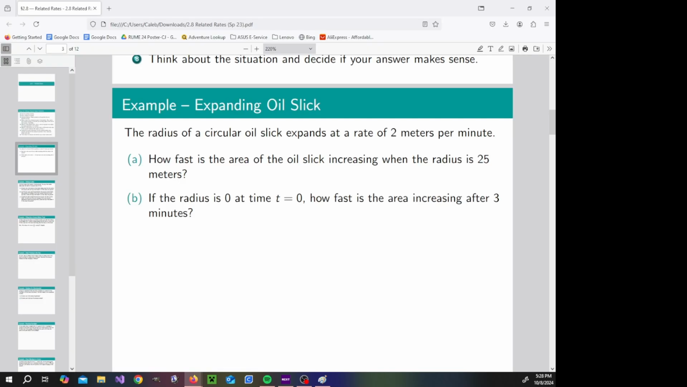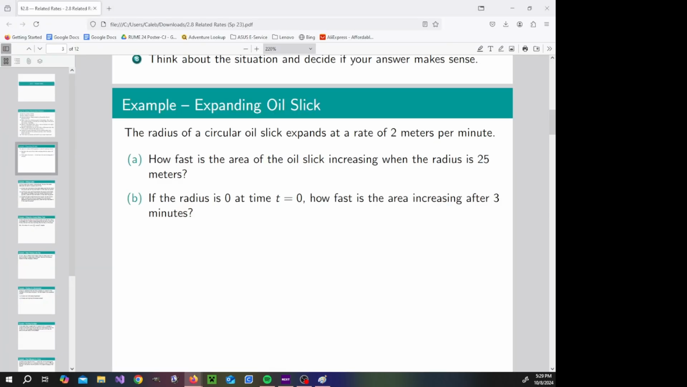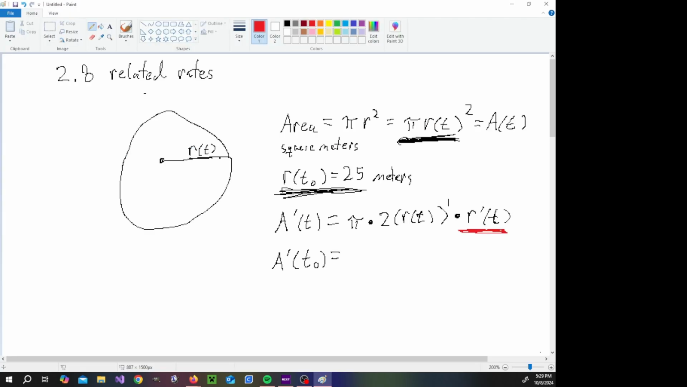Let me go back to this problem. It says the radius of a circular oil slick expands at a rate of 2 meters per minute. So the change in radius is 2 meters per minute. Well, is there anything that I have that relates to the change of radius? Oh yeah, that is exactly r prime, the change of the radius. And I just read it, but I already forgot. Did it say 2 or 6? Okay, 2 meters per minute.